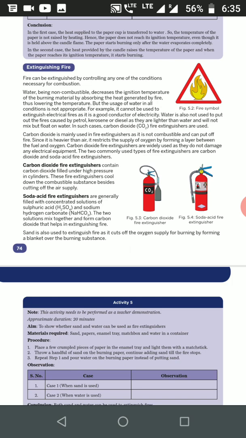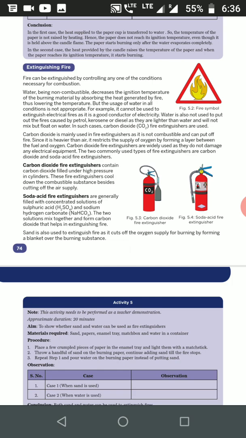So we can put off the fire. Since it is heavier than air, it restricts the supply of oxygen, forming a layer between the fuel and oxygen. So carbon dioxide fire extinguishers are used as they do not damage the electrical equipment.